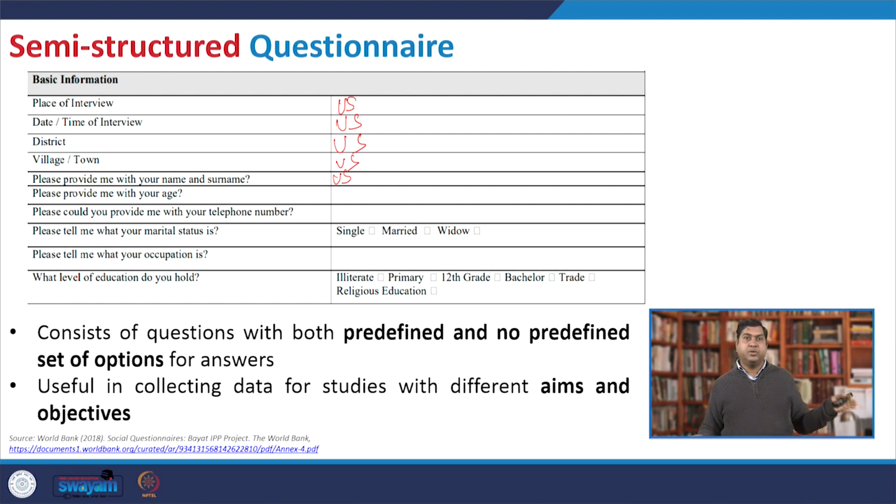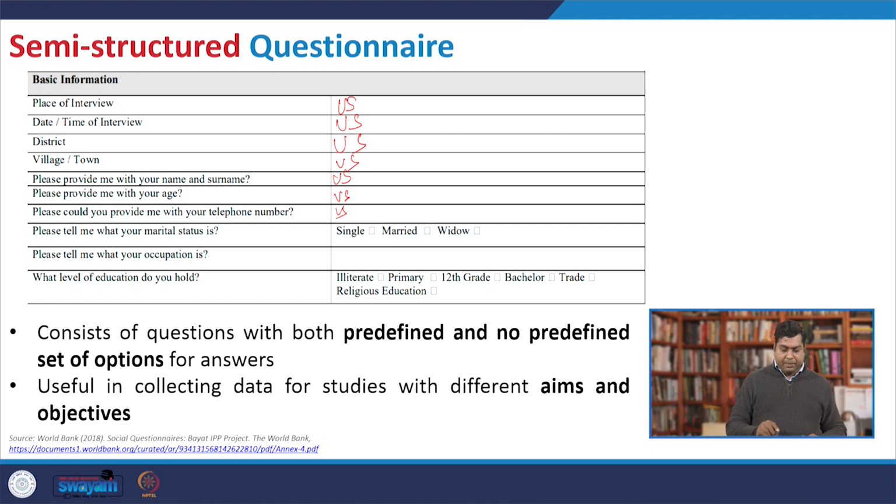But for a household survey or maybe in the census survey, we ask those kinds of information, okay, the name of all household members and their age, etc. So provide me with the age. So here we intend to get the actual age. So again it is unstructured. Then please could you provide me with your telephone number. So these are all the information where we don't have any predefined answer.